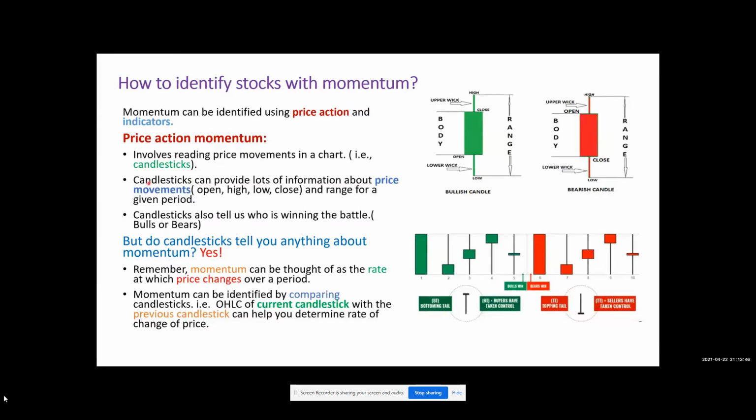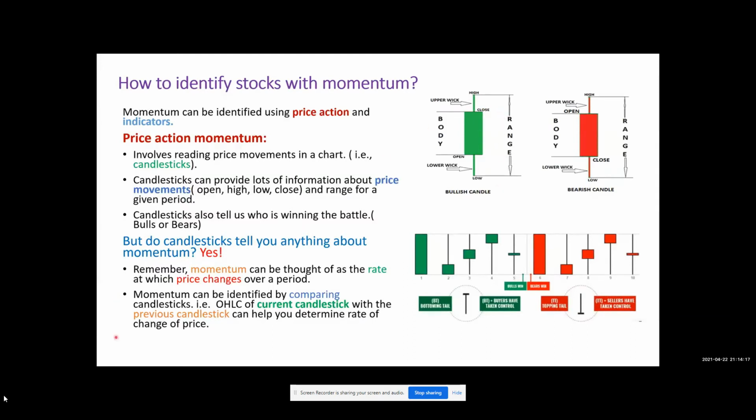Candlesticks actually provide lots of information about price movements. They give you the open, the high, the low, and the close. There is a term called OHLC, the acronym for open, high, low, and close. It also gives you the range for that given period. Take a look at this candlestick here. This candlestick tells you a story. The stock opened here, it set a low, and then it went as high as this level here, then it closed here. This is the entire range of this candle.